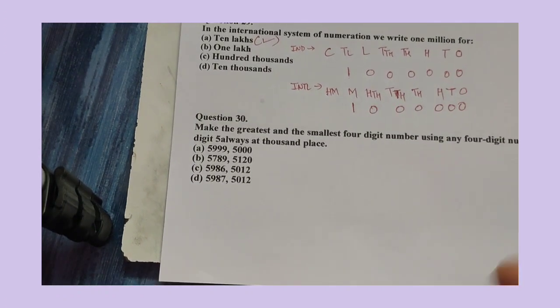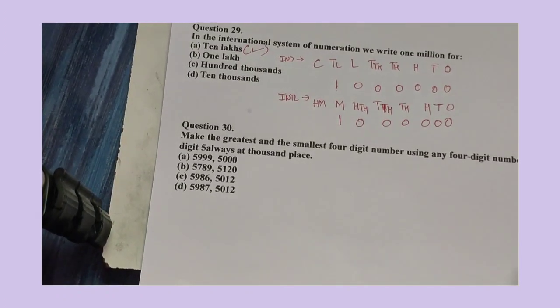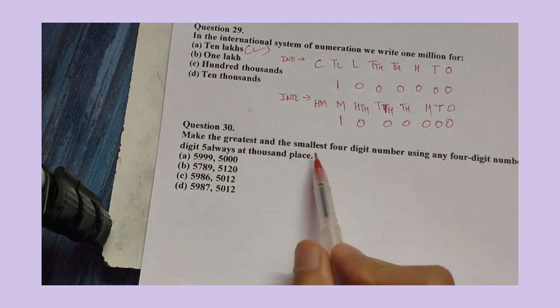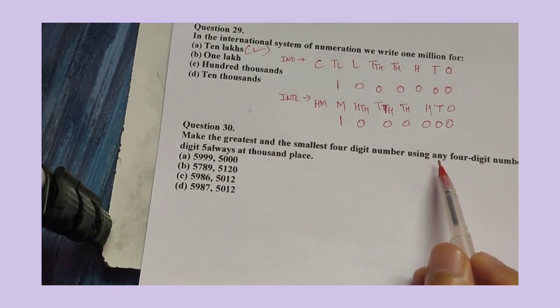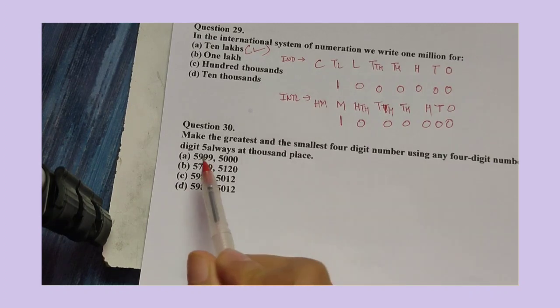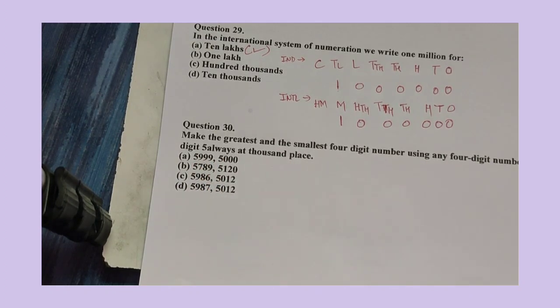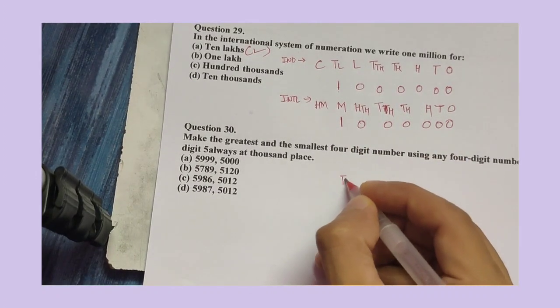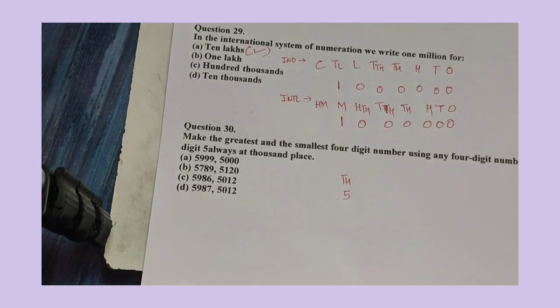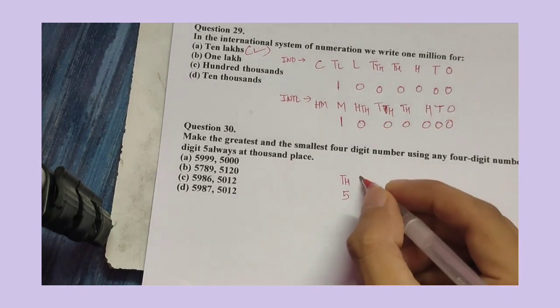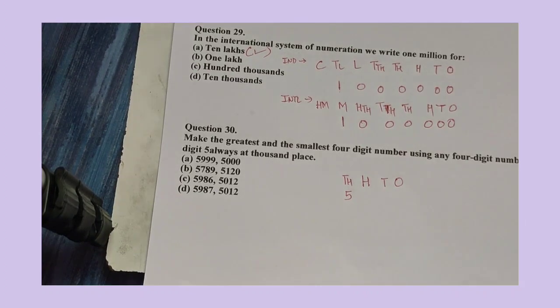Now question number 30. Make the greatest and the smallest 4-digit number using any digits with digit 5 always at the thousands place. Okay, at the thousands place we require 5. So the remaining 3 places, hundreds, tens and ones, are remaining. We need to make the greatest number as well as the smallest number.